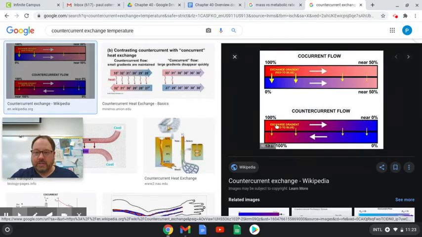So here, if we look at this, with countercurrent flow or countercurrent exchange, the warmer blood passes heat to the returning venous blood, and that helps keep the heat in the core of the body.